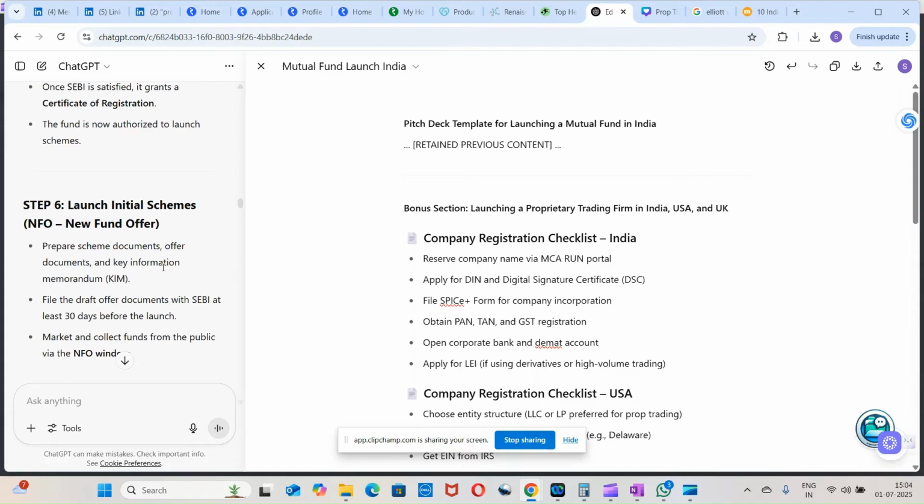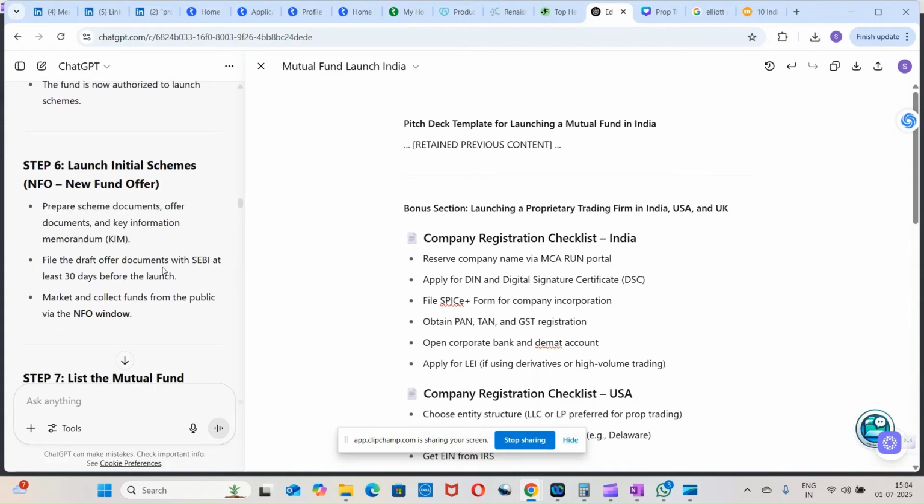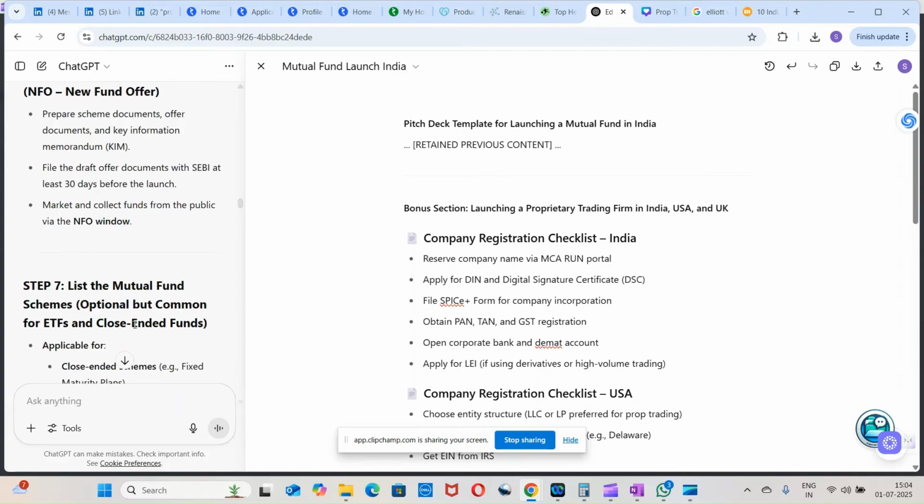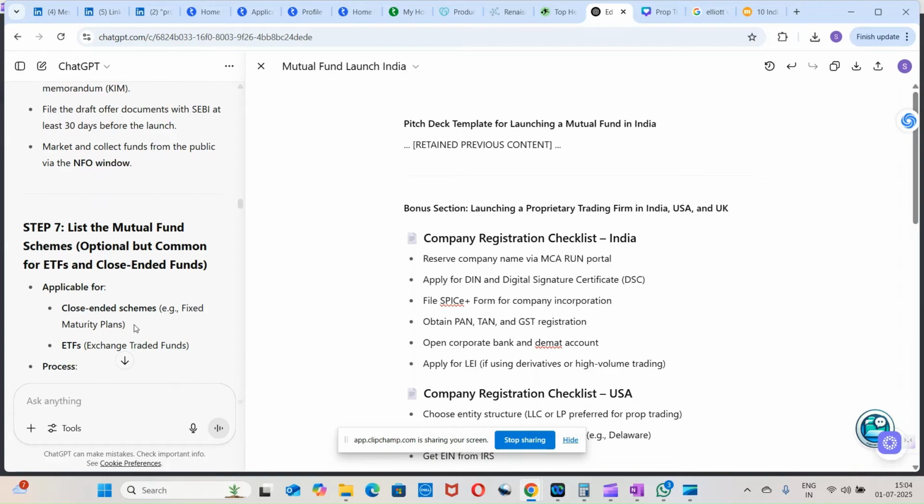Step 6 is to launch initial schemes or a new fund offer. Prepare scheme documents, offer documents, and the key information memorandum. File the draft offer documents with SEBI at least 30 days before the launch, and market and collect funds from the public via the NFO, new fund offer, window. This is basically launching the scheme.